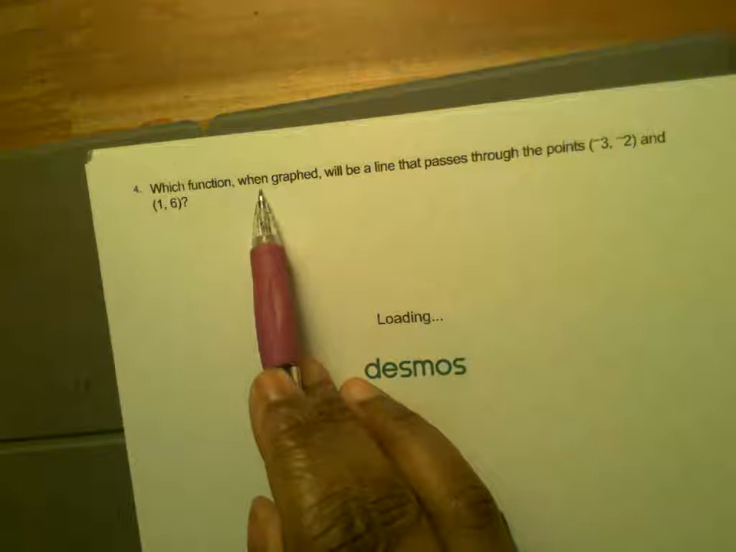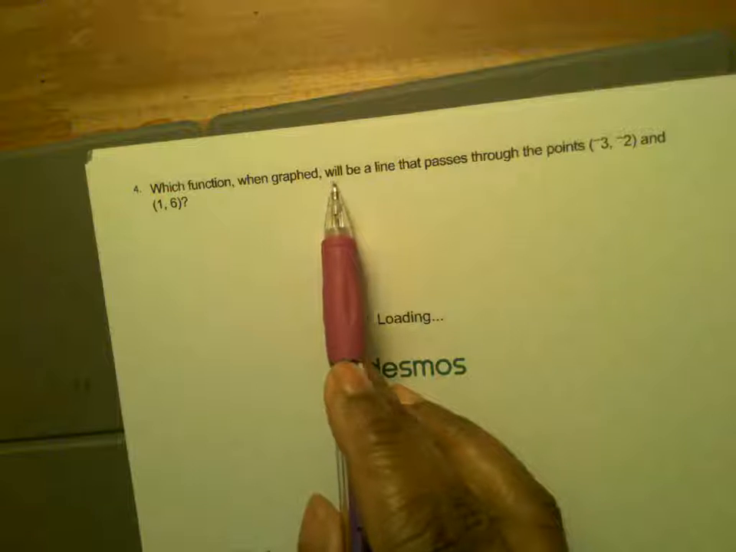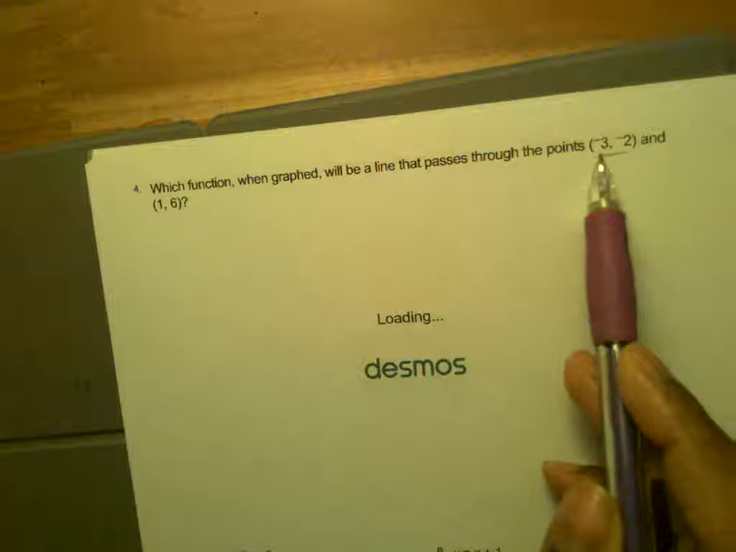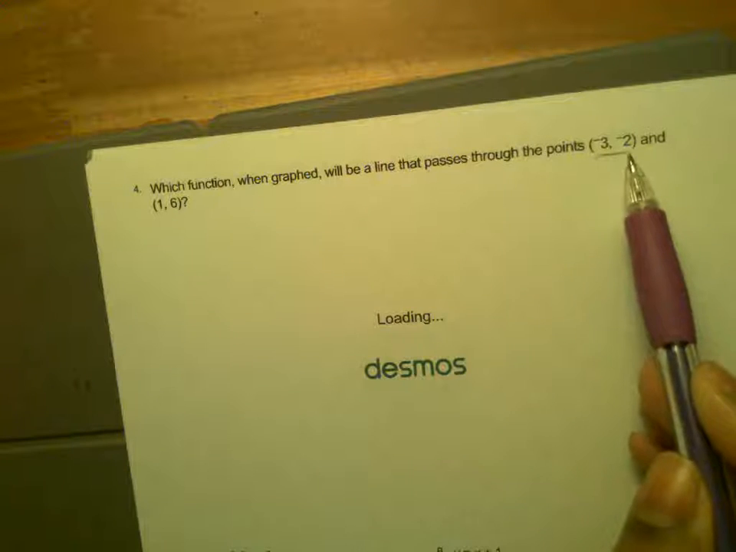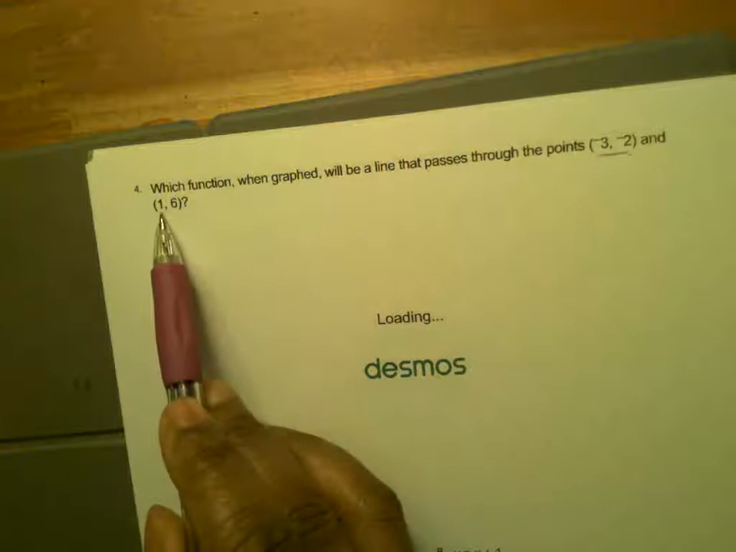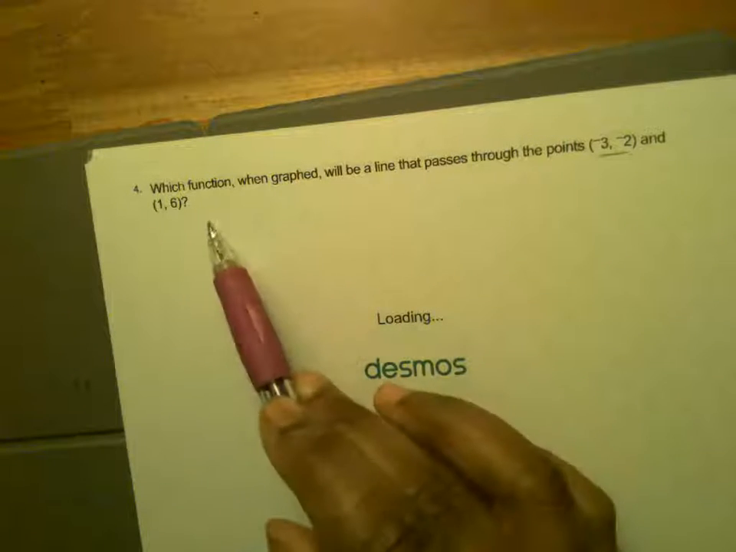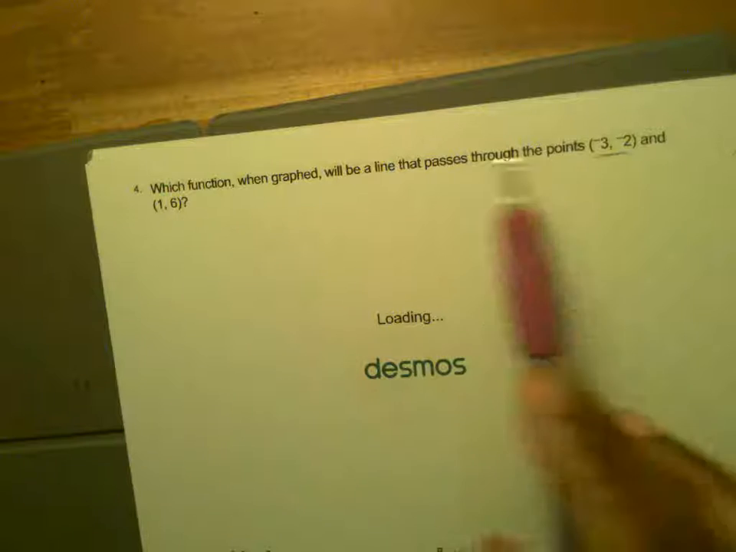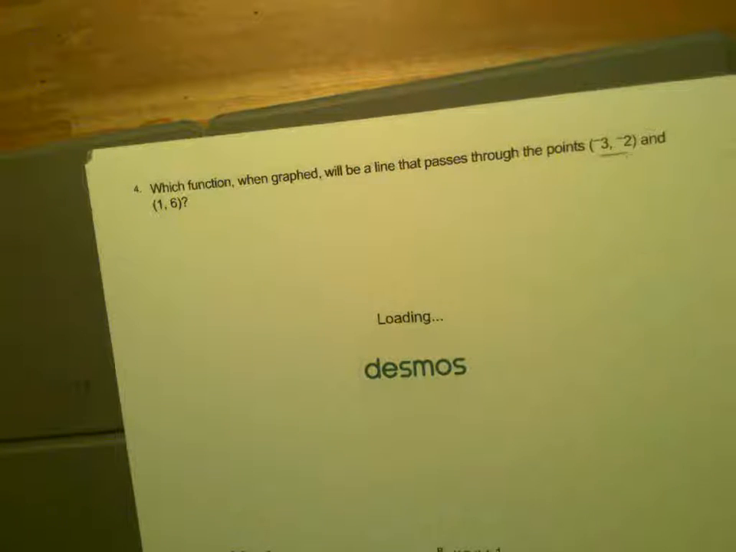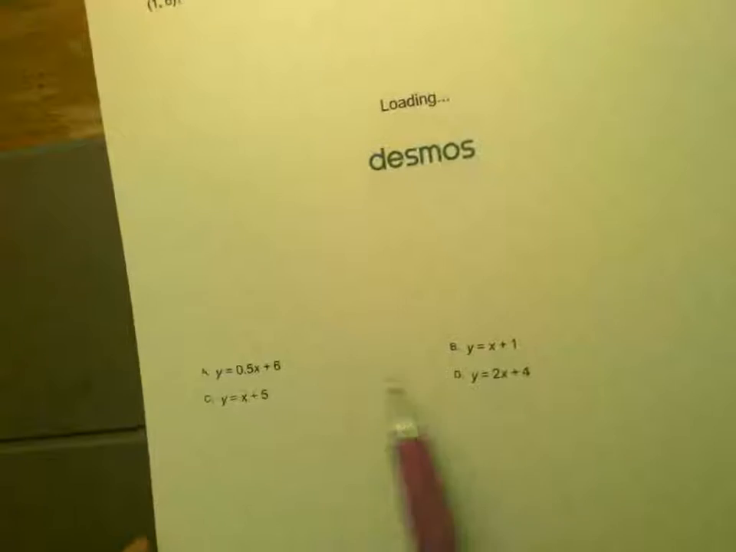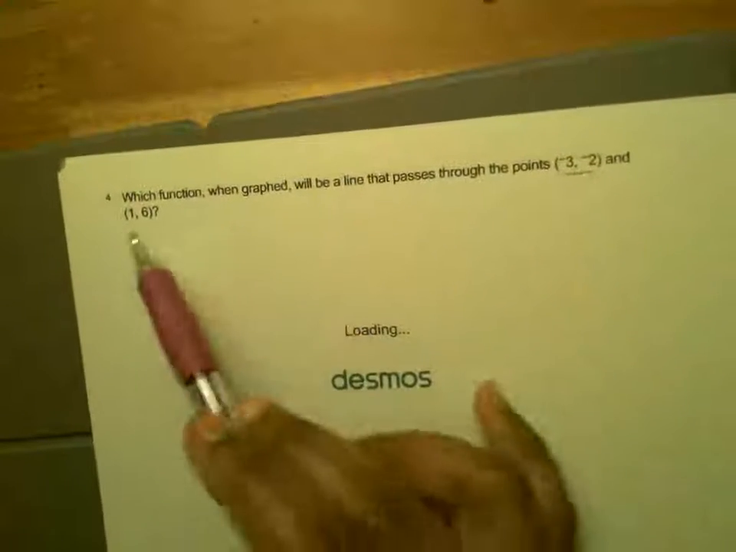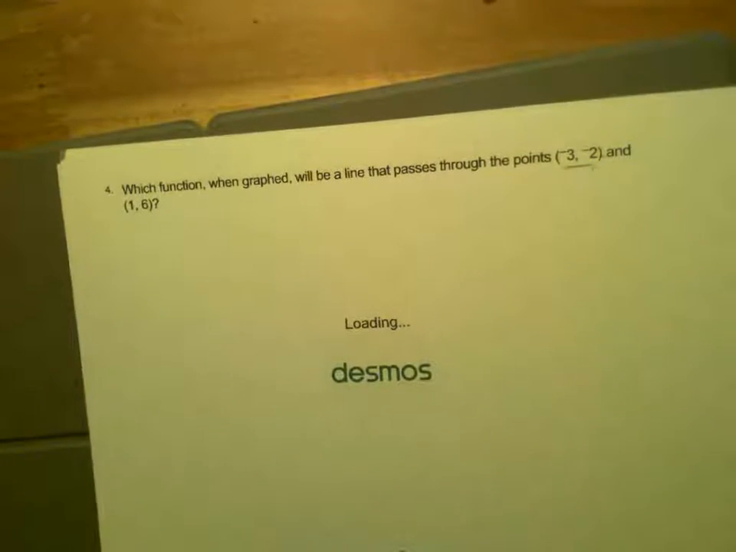Okay, number 4. Which function, when graphed, will be a line that passes through the point? This is the point that's given. This is your X, this is your Y, and this is your X, this is your Y. You're given 2 points. All right, so all you have to do is graph these 2 points and then figure out which one of these equations is those 2 points. Or you can find the slope and the y-intercept by using your notes.